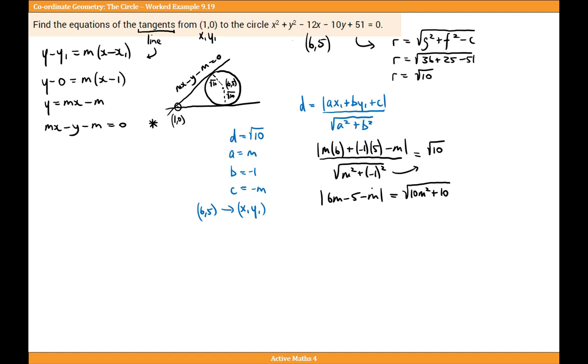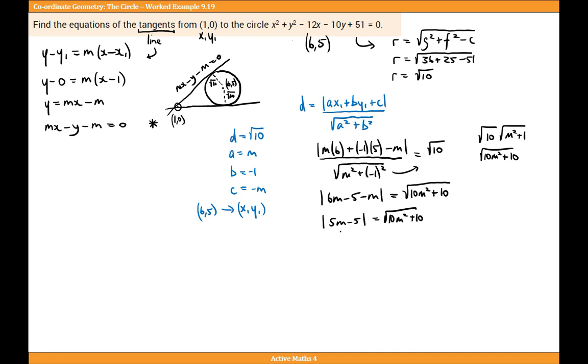So I took a small shortcut there. But if you have root 10 by the root of m squared plus 1, the rule of thirds says we can join those to say 10m squared plus 10. We multiply what's underneath the thirds. Okay, so this is the modulus of 6m minus m is 5m minus 5, which is equal to the root of 10m squared plus 10.